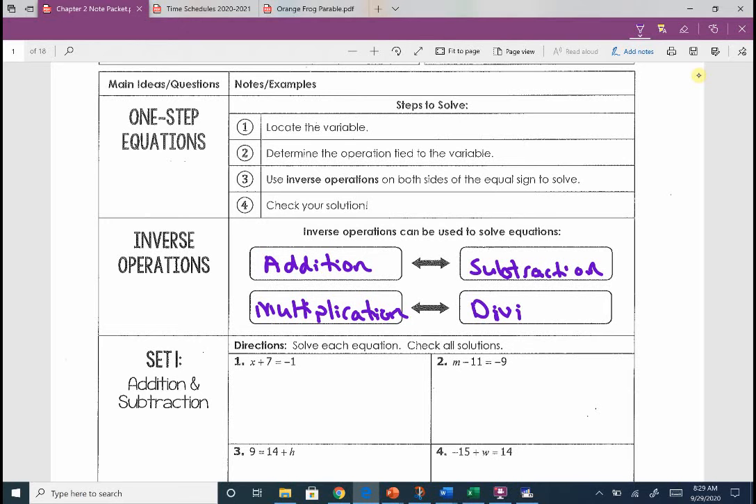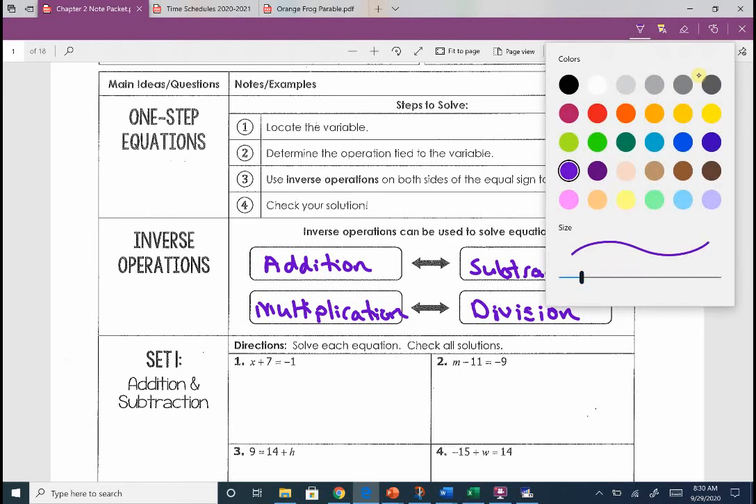I don't know why my pen isn't working very good here. You dropped your pen. Oh, I didn't drop my pen. There we go. And notice again, guys, that arrow goes both ways. So, make this not quite as thick.